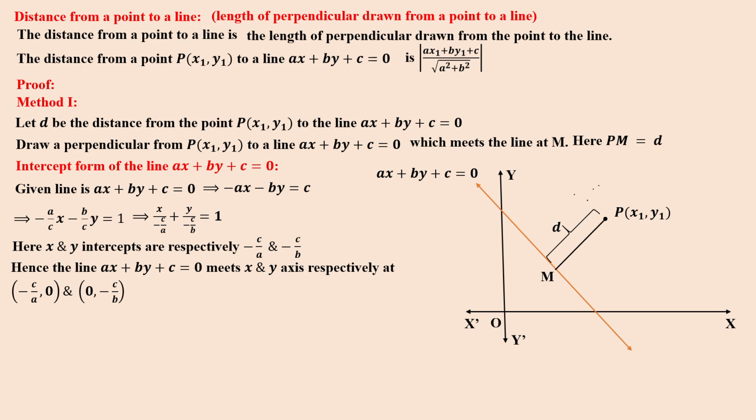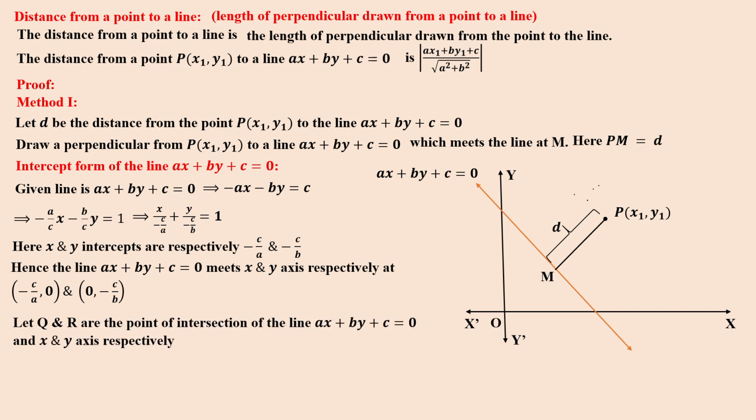We know x/a + y/b = 1 meets the x-axis at the point (a, 0) and the y-axis at (0, b). Similarly, instead of a you have minus c by a and instead of b you have minus c by b. So let Q and R be the points of intersection of the line with the x and y axes respectively. Q is the point of intersection of the x-axis and the line ax + by + c = 0, and R is the point of intersection of the y-axis and ax + by + c = 0.